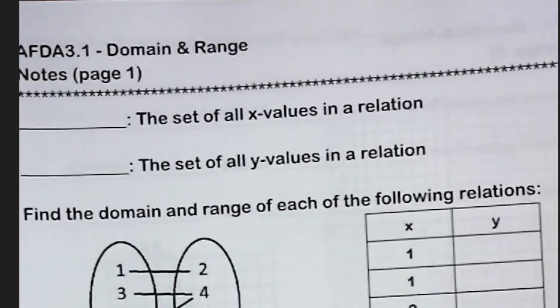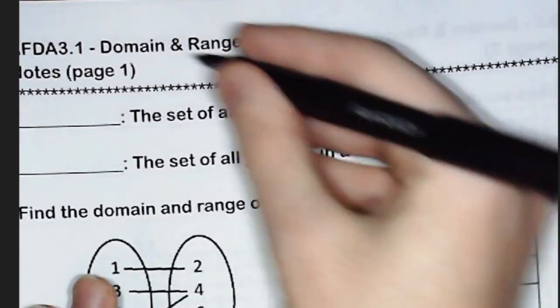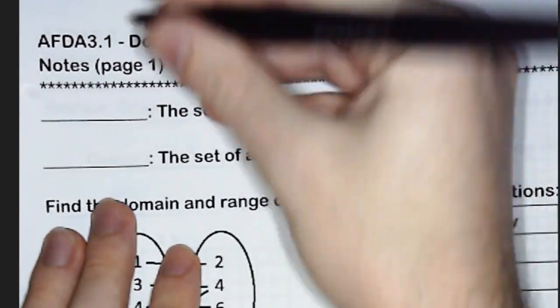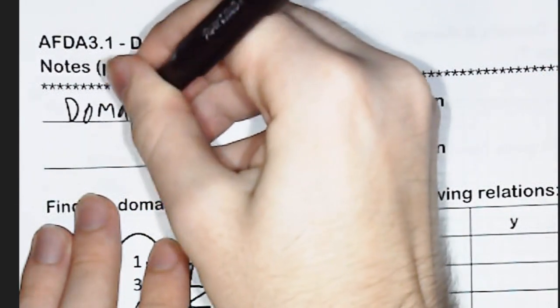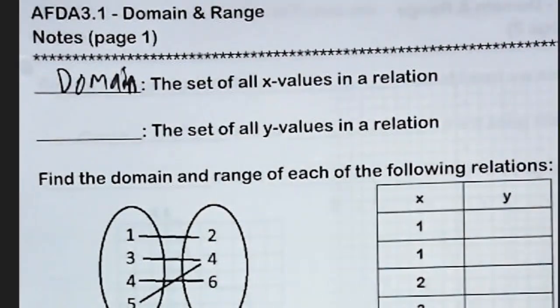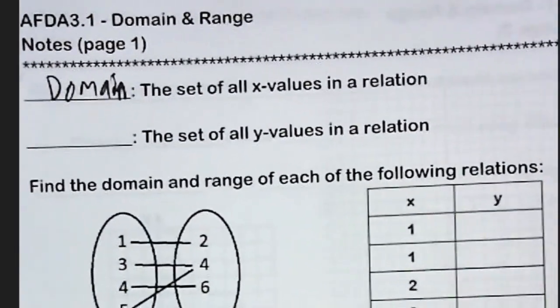Okay, so let's do these really fast. For AFDA 3.1, we're talking about domain and range. The domain is all of the x values in whatever we're looking at, whether it's a relation, such as a mapping or a table, or a function like a continuous graph.